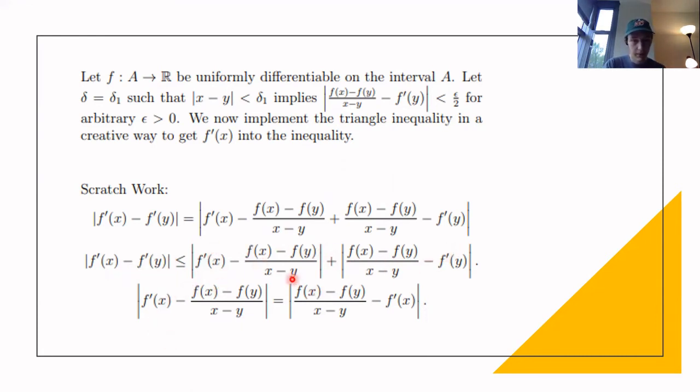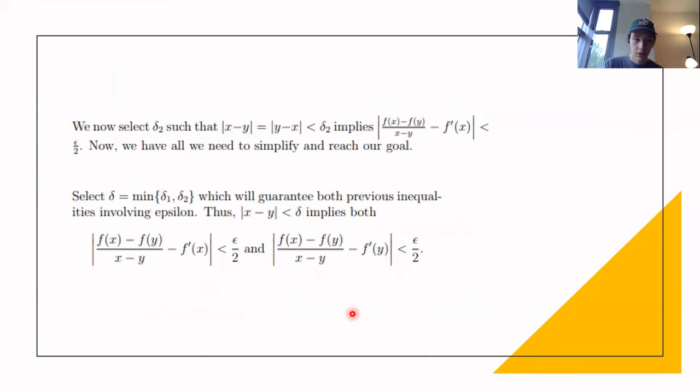We can also reframe this term and switch the terms around, as the subtraction sign and the absolute value sign allow us to do this. So now we can select a delta 2 such that |x minus y|, which is the same thing as |y minus x|, implies that this is less than epsilon over 2. Remember, this looks very similar to our initial statement, but instead of f prime of y, it's f prime of x. As you can see, we just flip the terms around.